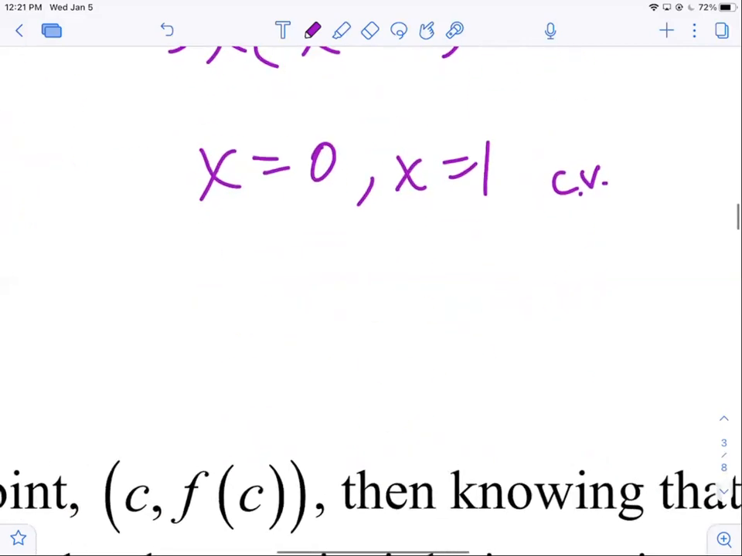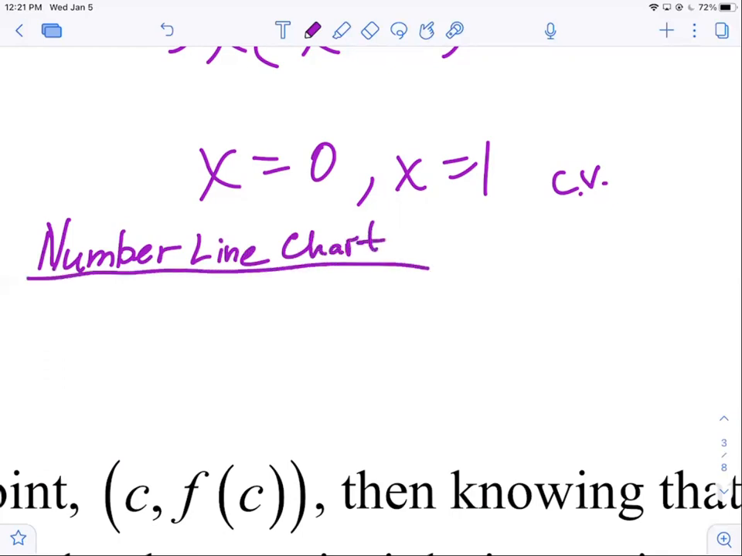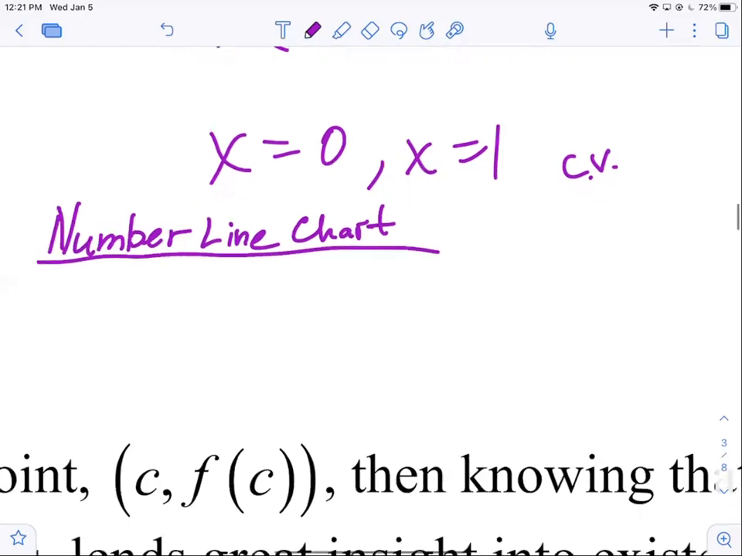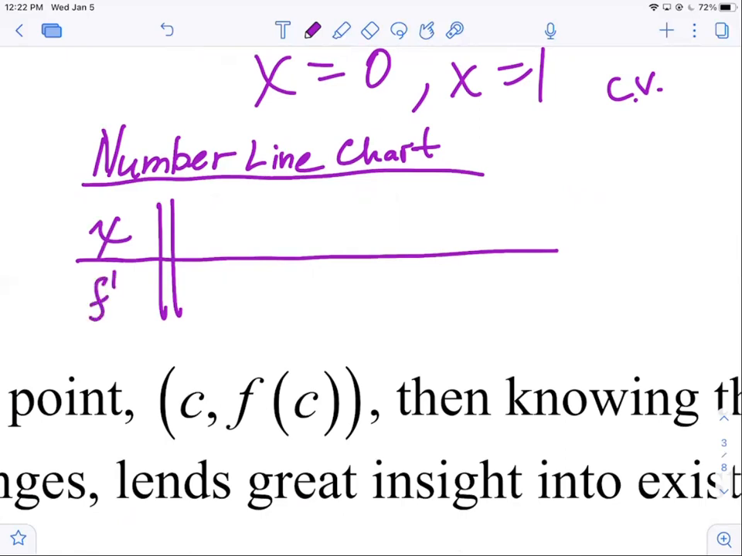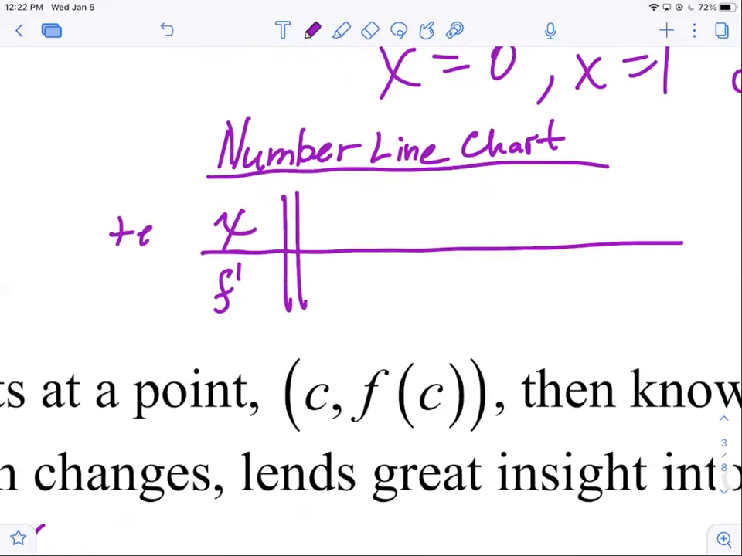So here's what we're going to do, and this is going to be super important. We're going to make what's called a number line chart. A number line chart. Super important. I need to know what the sign of the first derivative is in between those two numbers. So here's the number line right here. Make a double bar column on the far left, because we're going to choose some values of x, and we're going to look at the sign of f prime. Now, this is a test value, and this is just the sign. I typically don't write this. I just put x and f prime. But we're looking for test values of x, and we're looking for the sign of f prime.